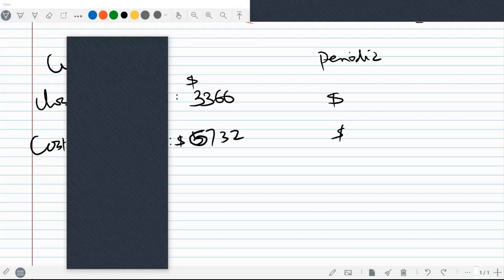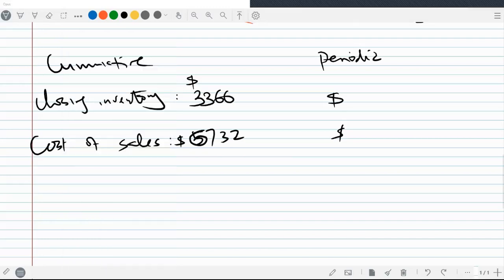I was requesting if you can please take us through another example. No, the idea was for you to go through it. Joshua, what do you have, you and your group? We got close to 3366. That is under the cumulative method. Don't forget, there are two methods you're meant to use, the cumulative method and the periodic method.